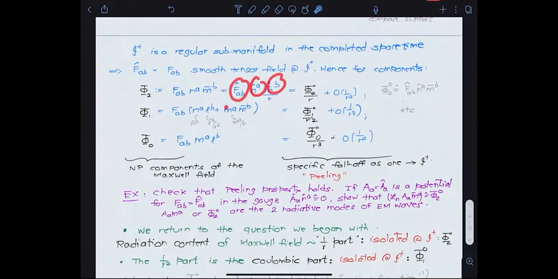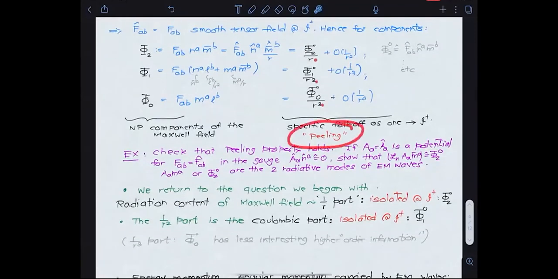F hat is well defined. Therefore, this quantity is completely well defined, and this quantity is completely well defined. Therefore, that quantity is what I'm calling phi 2 naught. Therefore, I know that the physical quantities phi 2, phi 1, and phi 0, the physical components in the physical null tetrad, fall like 1 upon R, 1 upon R squared, 1 upon R cubed. And this is called the peeling property, because this part falls like 1 upon R squared, so it peels off as 1 upon R squared.